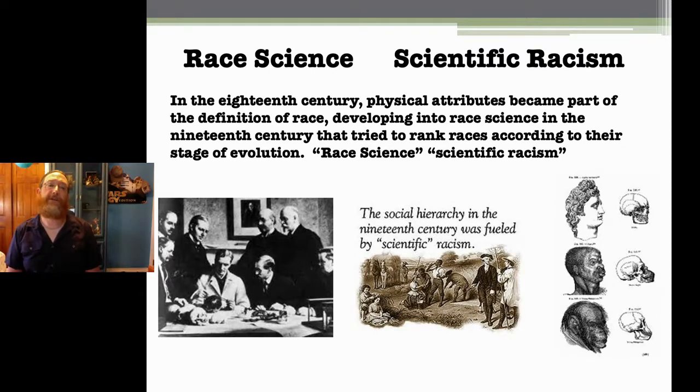That's our hope. So in the 18th century, physical attributes became part of the definition of race. Folks from Europe deciding what's important, what looks right, what doesn't, and then who's more human and who's not. And then, of course, labeling it as race science or scientific racism. I mean, you put the lab coat on or you put the word scientific in front of it, even if it's not using science to come to these conclusions, you're still going to be able to have some really real impacts. And of course it did. Developing race science in the 19th century tried to rank races according to their stages of evolution.